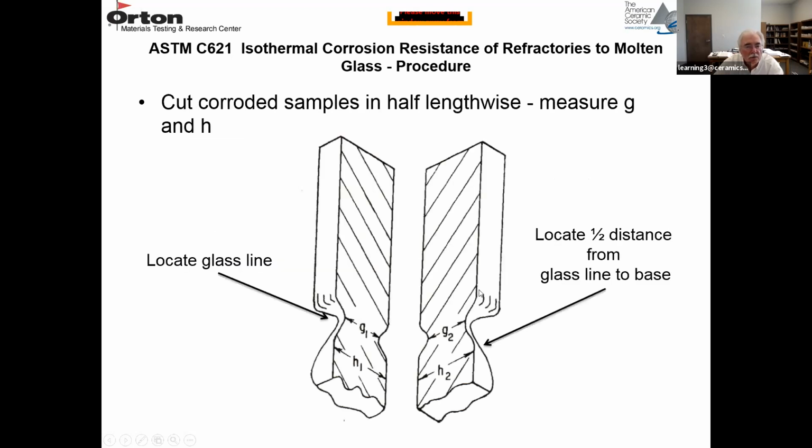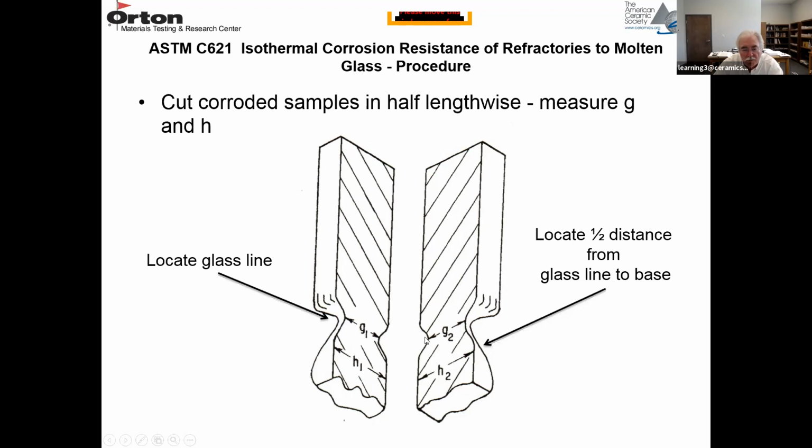So what you end up with is a sample that has a glass cut line that usually looks like this. This is the glass cut line. This would be the bottom of the sample. So this is where the glass level was at the highest level of the glass. This sample is cut in half, so you can make these two measurements. G1 and G2 are the measurements at the glass line, how much refractory is left, the thickness.